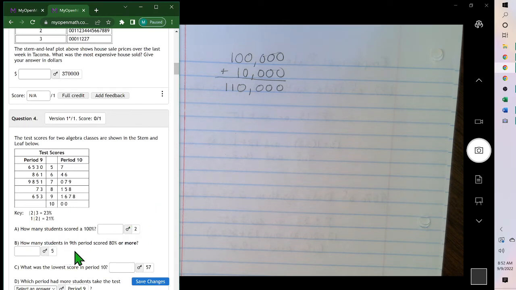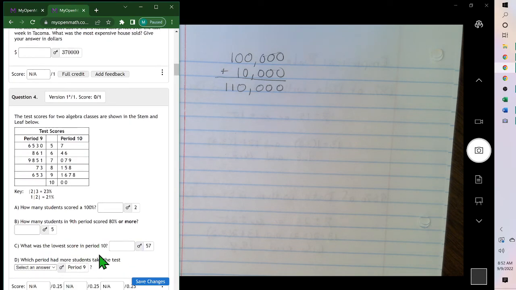How many students in 9th period, so we're using this side, scored 80% or more? So if we use this side, 80% or more. Here's 8, 9, well, none of them scored 100% in 9th period. So it would be these, an 87 and an 83. And then here, this 96 and 95 and 93, so it'd be these 5. So there was 5 of them.